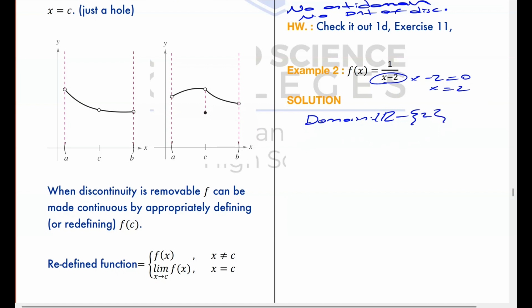So your anti-domain is this excluded value 2. So your anti-domain number will be your point of discontinuity. Your point of discontinuity is this anti-domain number, because at that point you will have a break, right? You will have a vertical asymptote.